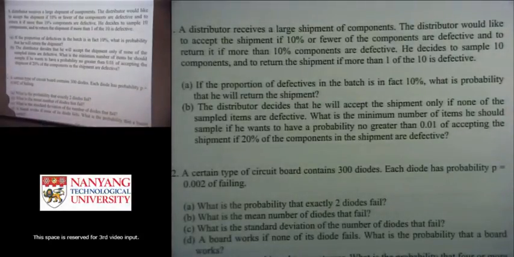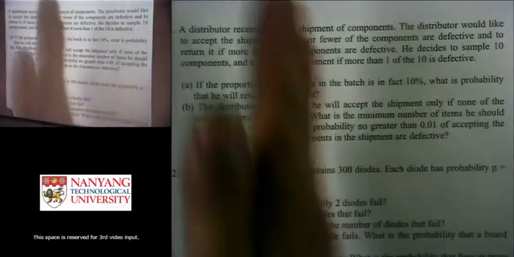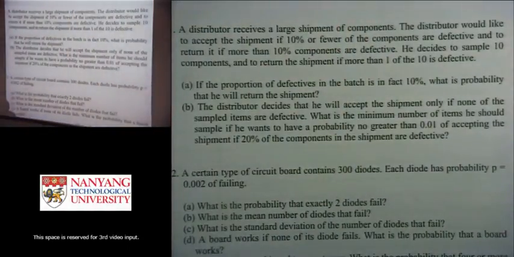So if you cannot see it clearly, please move forward. If I zoom in further, you can only see part of this.